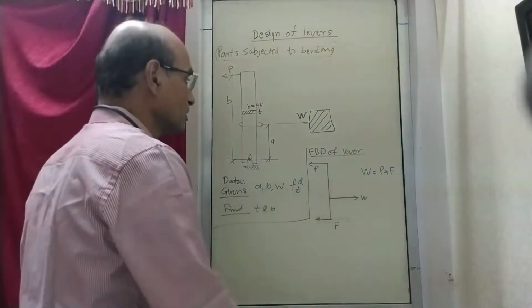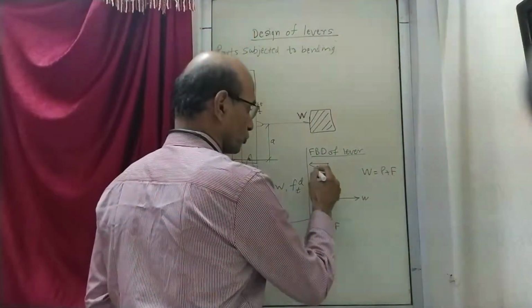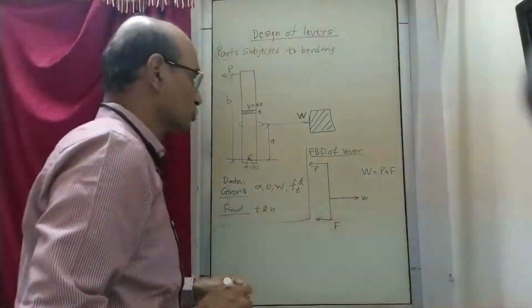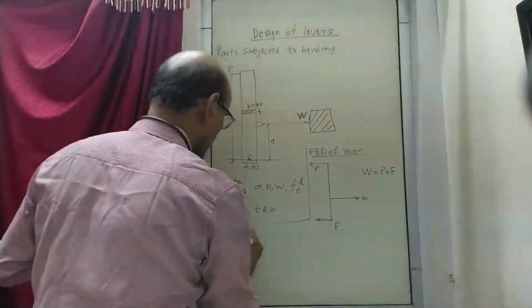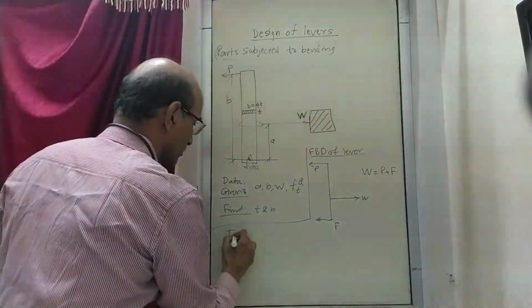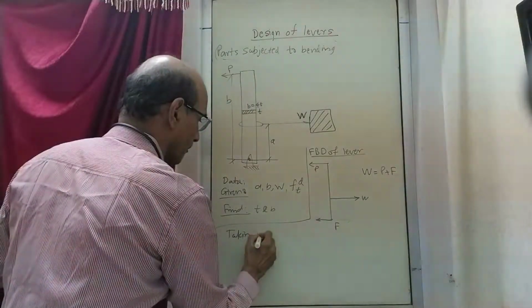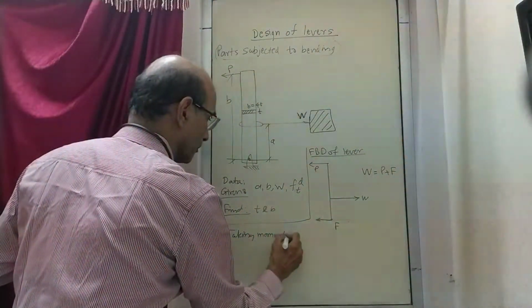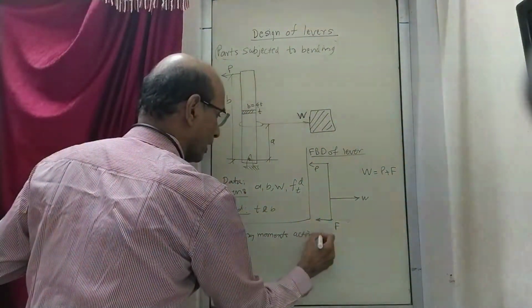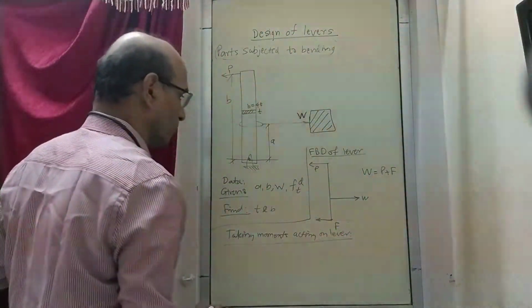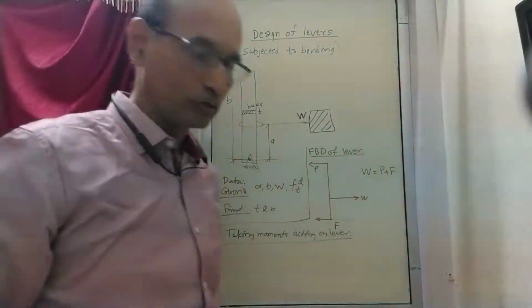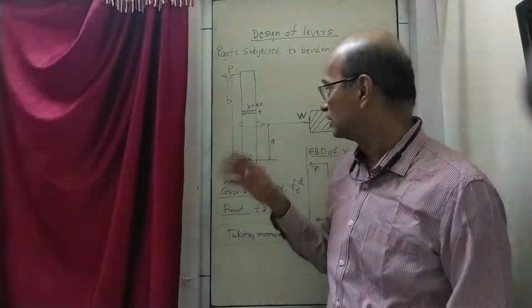Now in this equation, what is known? Only W is known. So we have to first find out P. So how will you find out P? As you can see here, P into B, taking moments, the moments that are acting on the lever. So what moments are acting on the lever? See, you have to think of it like this. There is a lever like this.